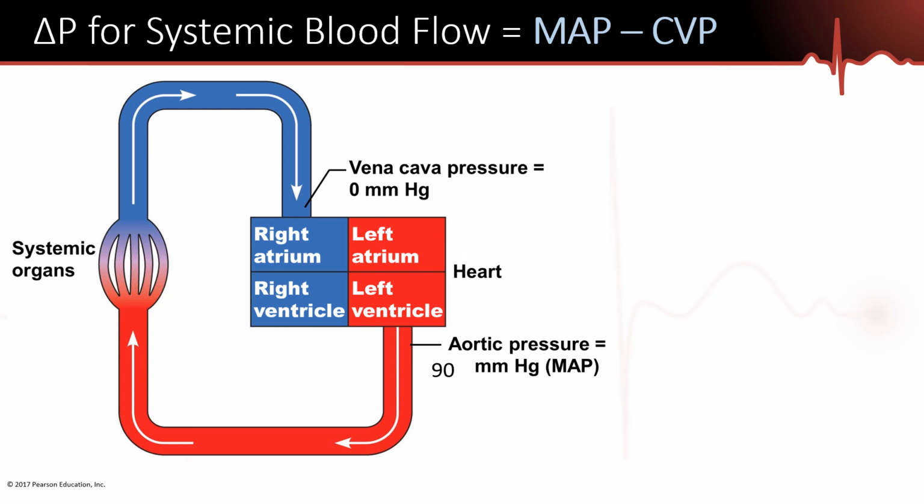So this is an image of basically the systemic circuit. Okay, an incredibly simplified image of the systemic circuit. You can see that this right here is the left ventricle, and as the left ventricle contracts, it pumps the blood out into the systemic circuit. By that I mean into the aorta.